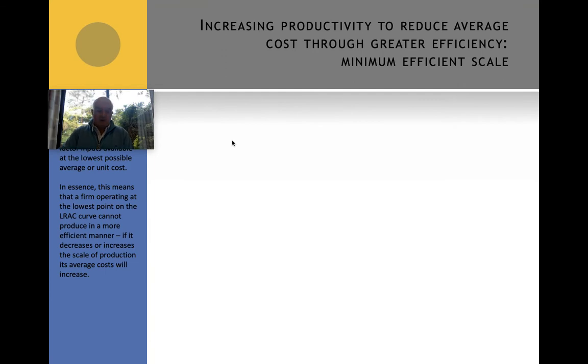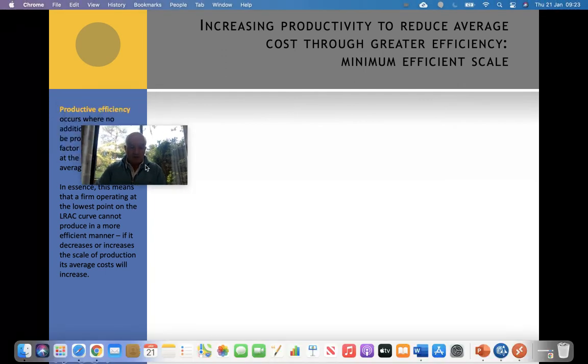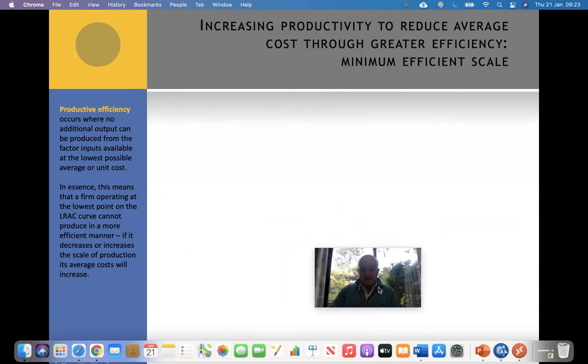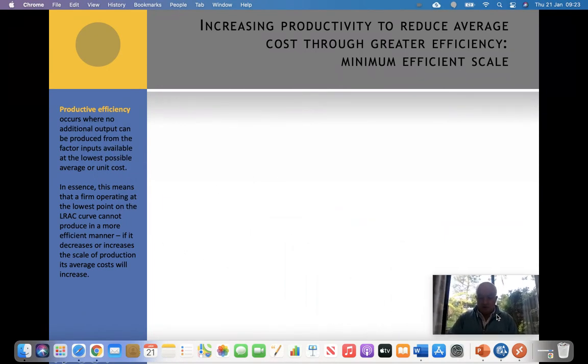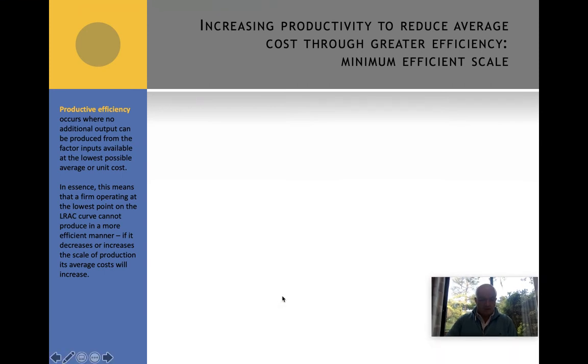Okay, so the other thing to bear in mind, if we're talking about improving productivity, is to look at the points at which we can try to achieve this, and that could be down to the scale of the organisation, but also it's about trying to make sure that we get the most out of our factor inputs at the lowest possible average or unit cost. Effectively, if we can get to the point where a business is producing at the lowest point on the long run average cost curve, LRAC for short, then we can't really produce in a more efficient manner.